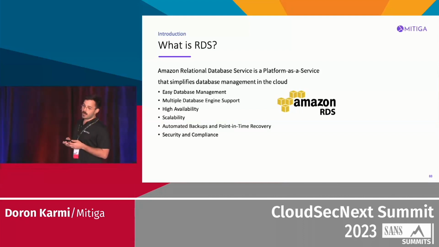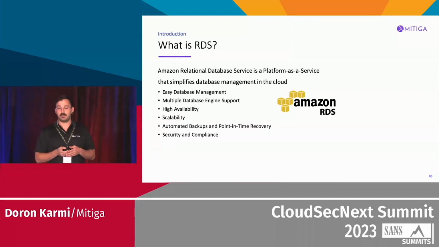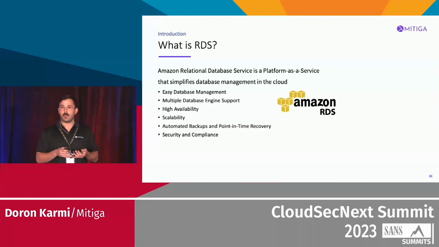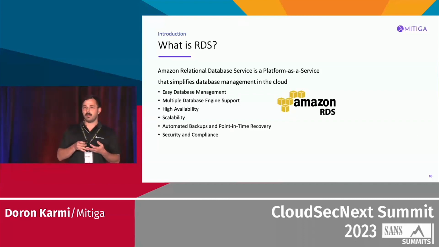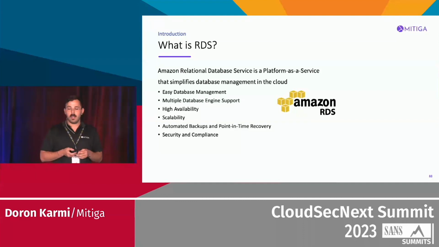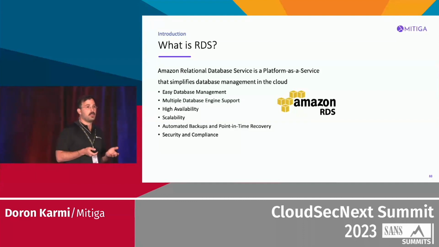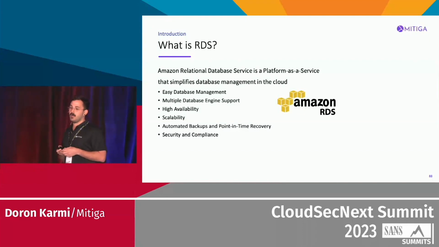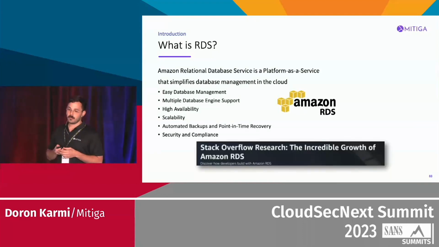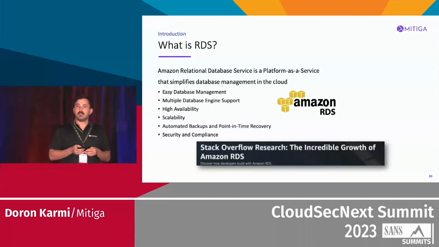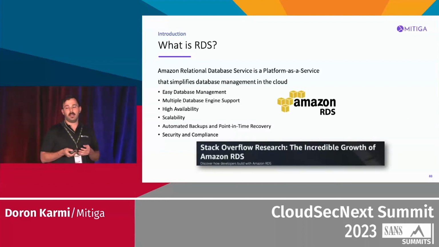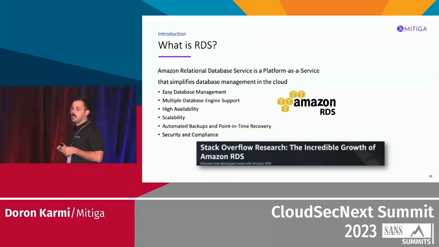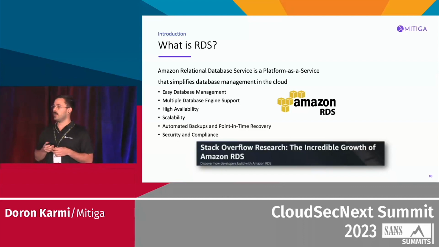Among the features, we can see multiple database engine support. RDS supports MySQL, Postgres, MariaDB and more. High availability, and what is important for our talk today is that there are automated backups and point-in-time recovery, which are the snapshots. RDS is a very, very popular service, and a few years ago, Stack Overflow came up with research that shows the incredible growth of Amazon RDS among companies.